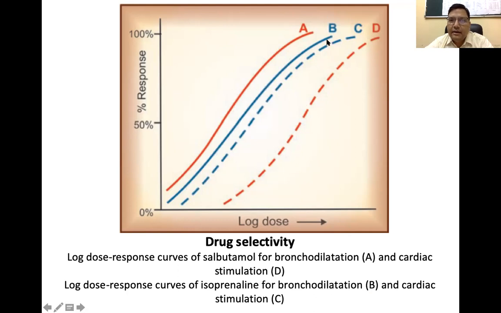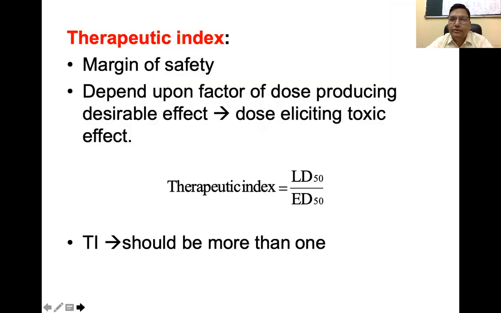While if we see the drug isoprenaline, B and C are the effect of isoprenaline on bronchial smooth muscle and cardiac muscle. There is a lesser gap. That means more or less the same amount of drug will produce bronchodilation as well as cardiac stimulation. So if we use isoprenaline for producing bronchodilation, the drug will produce more tachycardia also. So isoprenaline is not very selective as compared to salbutamol. Salbutamol is more selective for bronchial smooth muscle and safer for use.